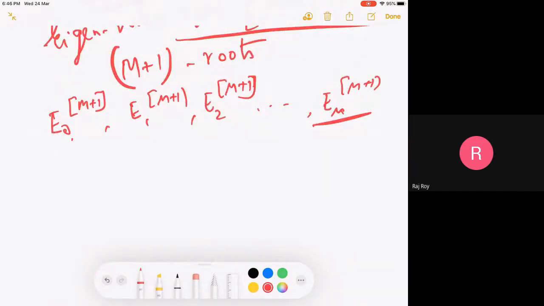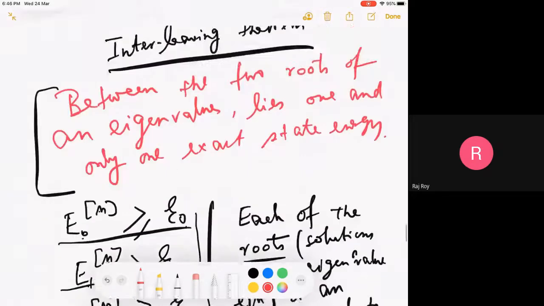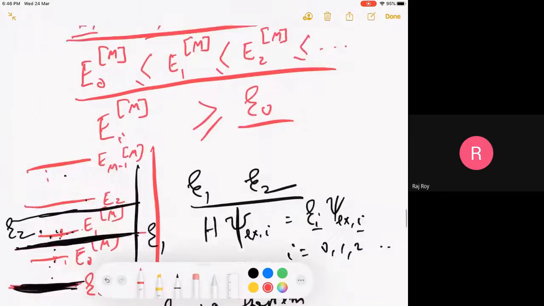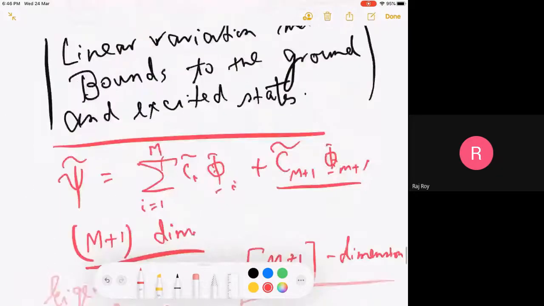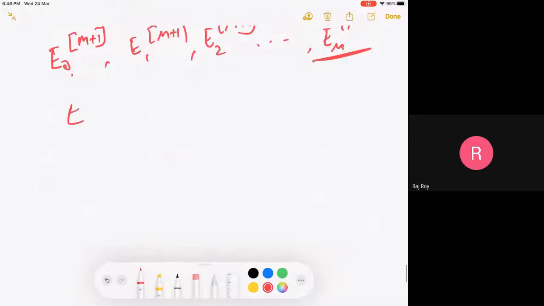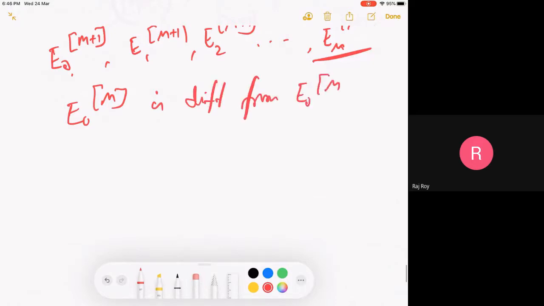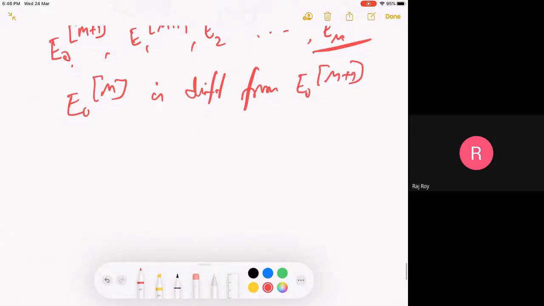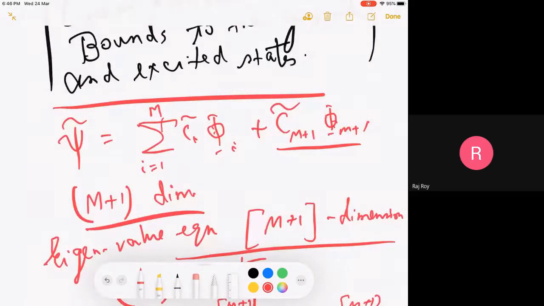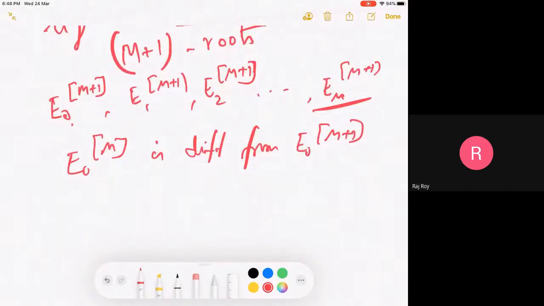So all these values will change. This is not the same as E0 of m. The E0 of m that I wrote here is different from E0 of m plus 1. It is the first root, but E0 of m will be different from E0 of m plus 1. I hope it's clear, because I have a new matrix and there will be coupling. Of course, you can say only one term is added in the matrix element, but that itself is sufficient to change all the roots in general. So they will all be different.